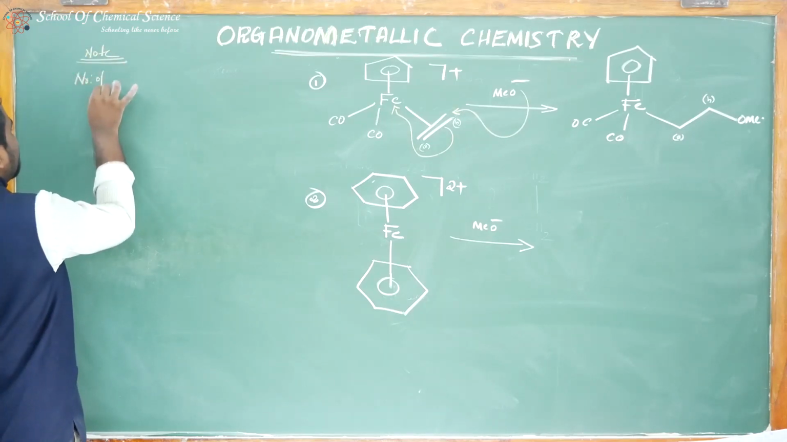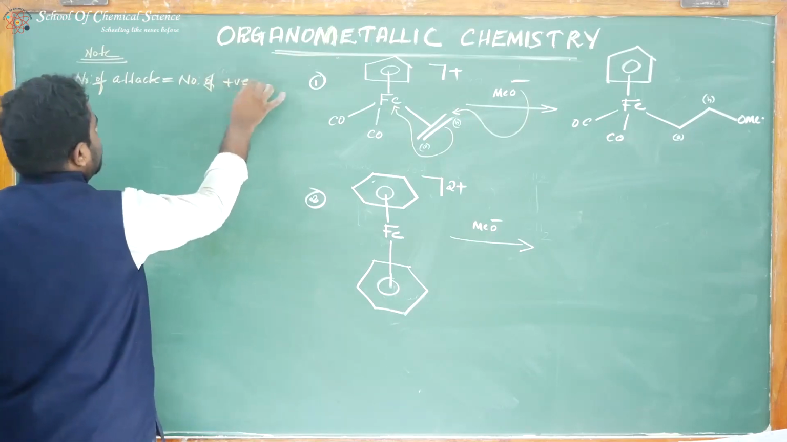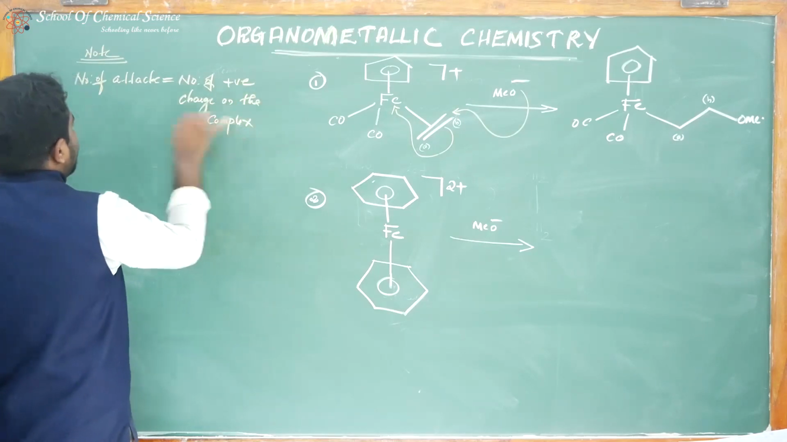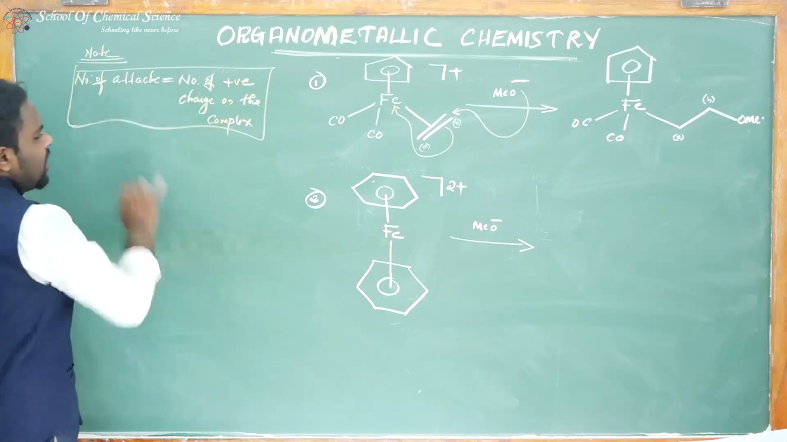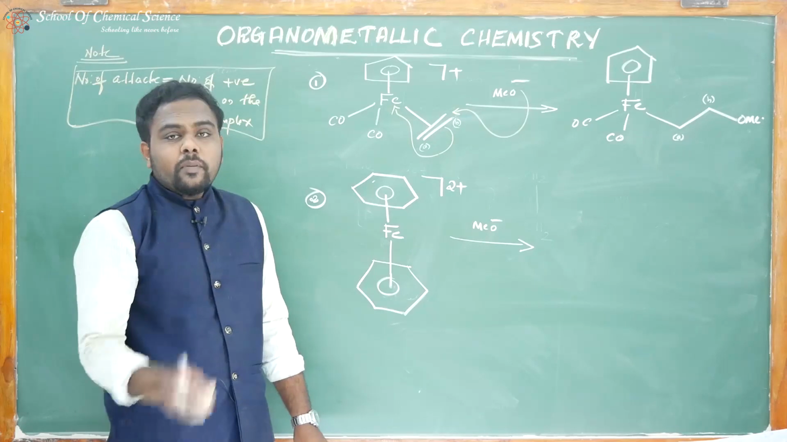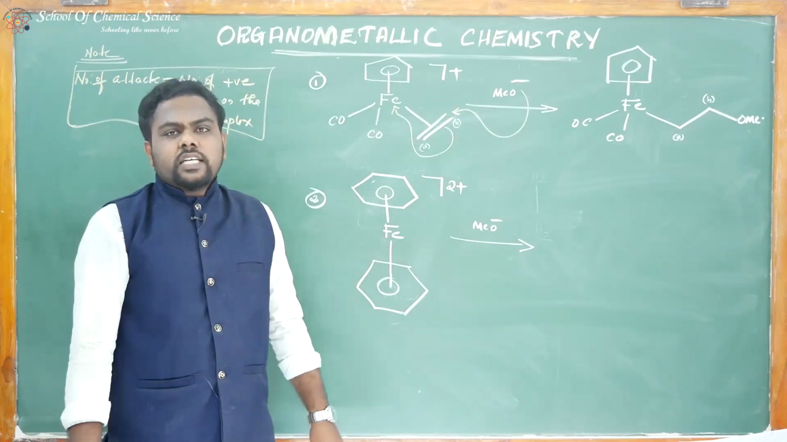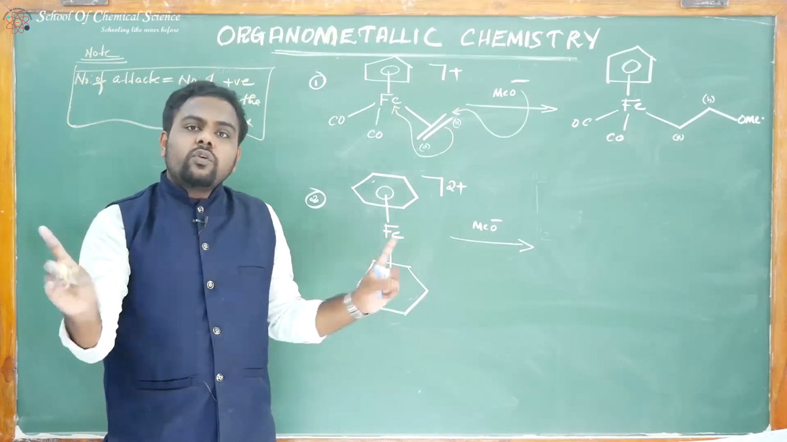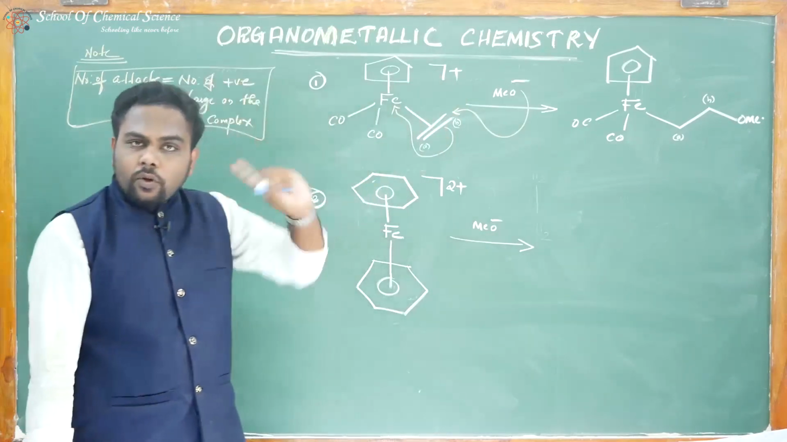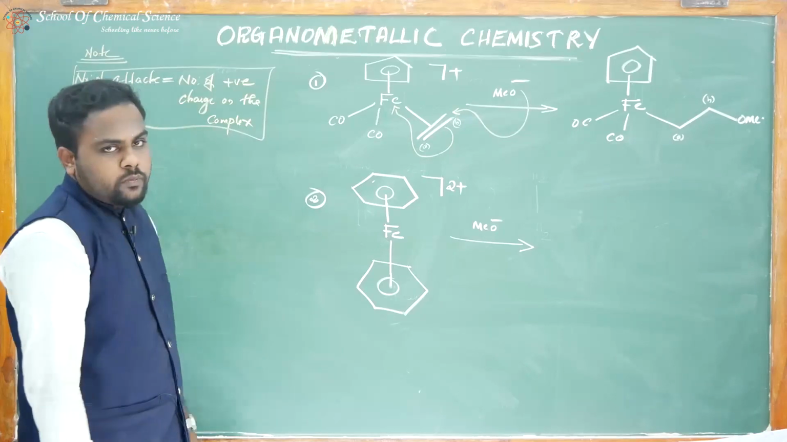So an important point: number of attacks is equal to the number of positive charges on the complex. Here the complex has 2 positive charges, so OMe minus will attack 2 times. Here the complex has only 1 positive charge, so OMe minus will attack only 1 time. If the complex is neutral, there will be no reaction. If 1 positive charge, the nucleophile will attack 1 time. Here 2 positive charges, so OMe attacks 2 times.